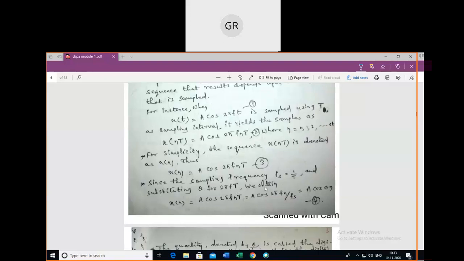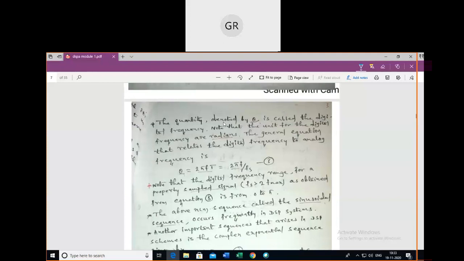Then we'll get x of n equal to A cos 2 pi f nT. Here T is 1 divided by fs, so I have written A cos 2 pi f n divided by fs. Here we know what theta is, 2 pi f T, right? So A cos theta n.